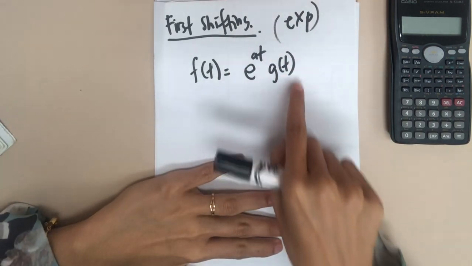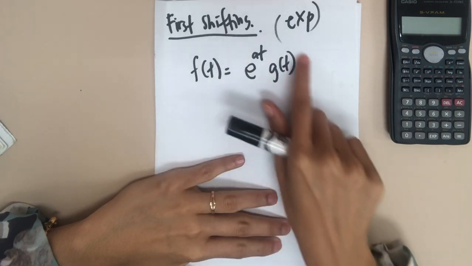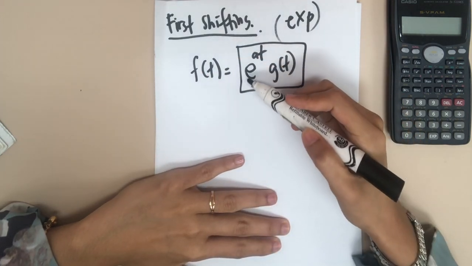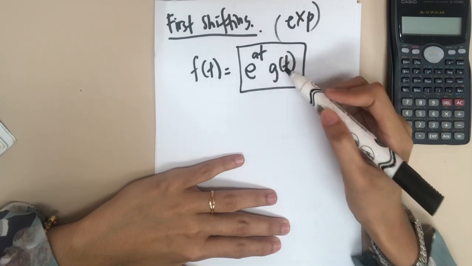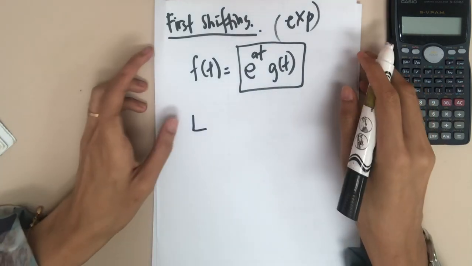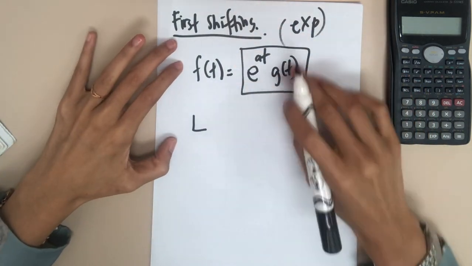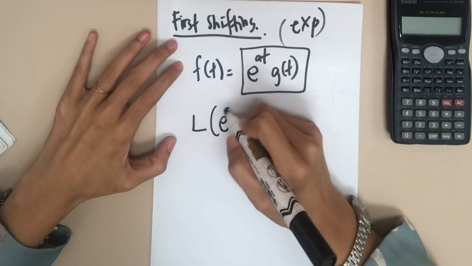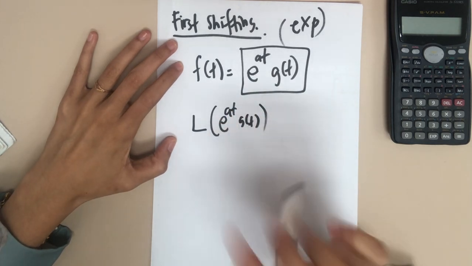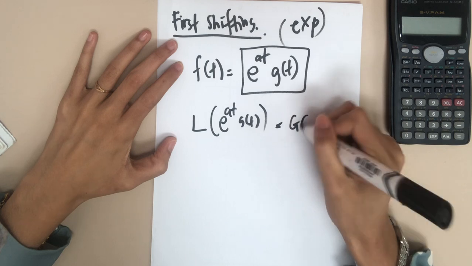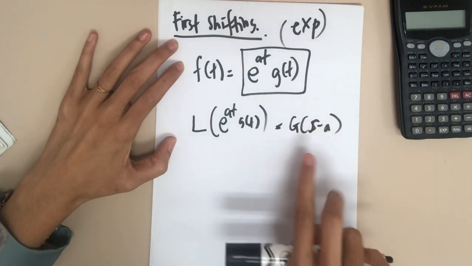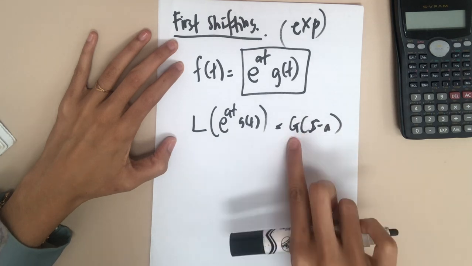This is how the pattern of our function looks like. It will have an exponential, with power of a t. The final answer for this pattern is e to the a t g(t). Inside here is your f(t), and your answer must be in this form. You can see that it is g.